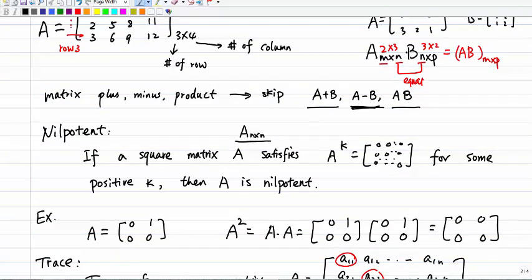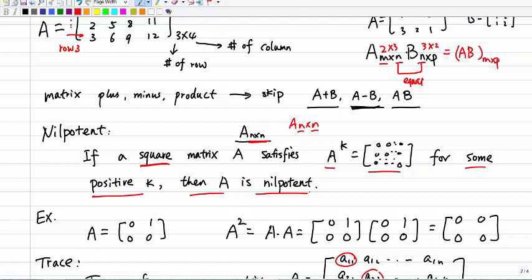Okay, the next concept is nilpotent. Nilpotent is a property of a matrix. A square matrix means the rows and columns have the same size, so it's an n by n matrix: the number of rows and the number of columns are equal. If a square matrix satisfies A to the k, for some positive integer k, equals 0, with every entry 0, then A is nilpotent. Which means some power of A will become 0.